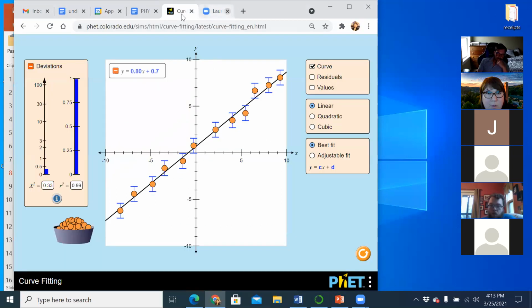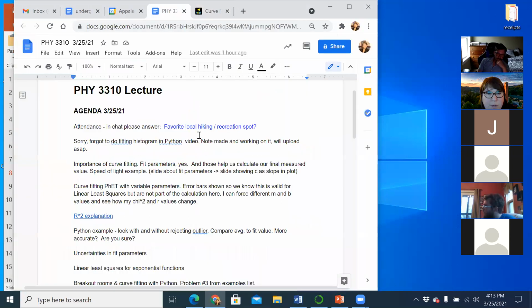Closing out. Any questions about curve fitting?